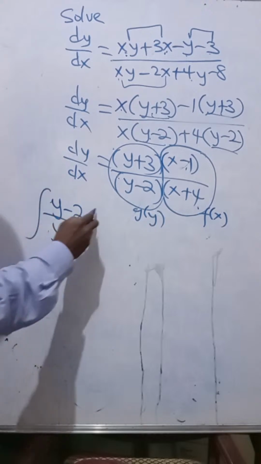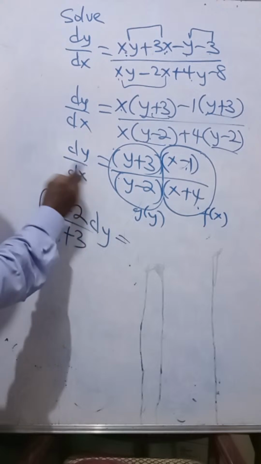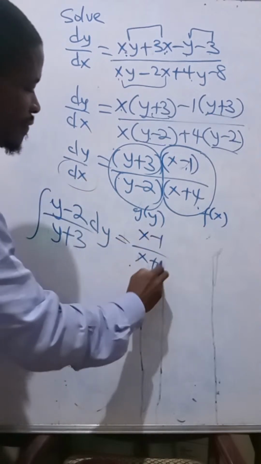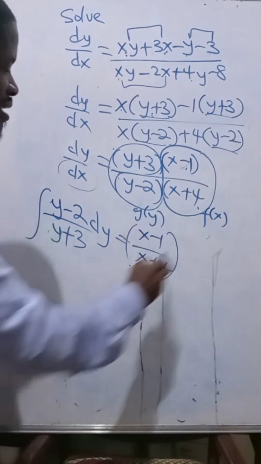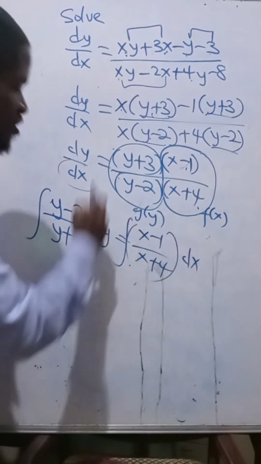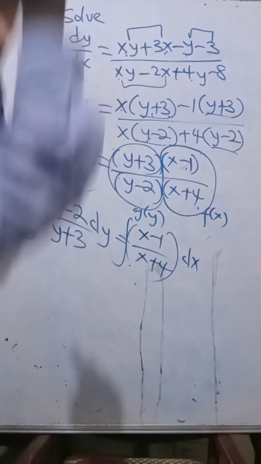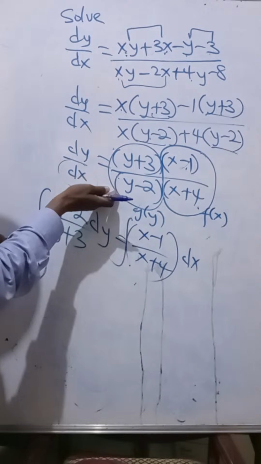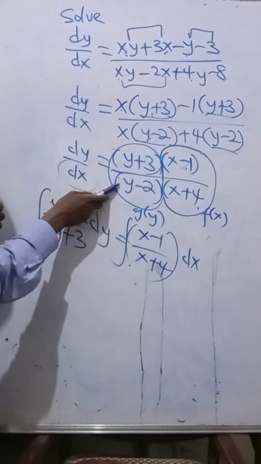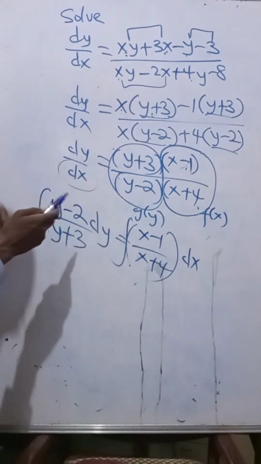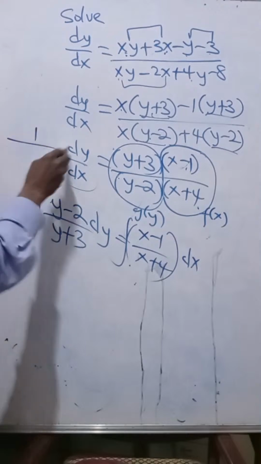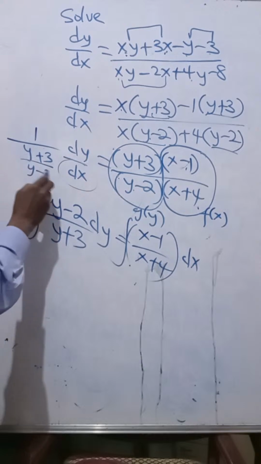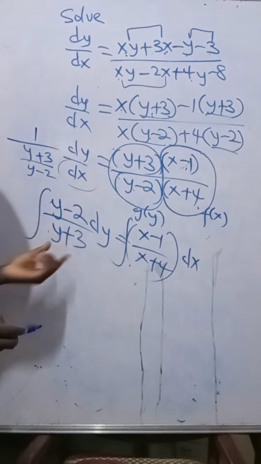Don't forget your integral dy, and then remove this dx from here, and then you're having x minus 1 over x plus 4. Okay, close the brackets, dx, and then introduce your integral sign. This is the fraction you have here. And for you to remove this fraction from here, you need to divide by this function. So by the time it's coming here, it's going to be 1 over this fraction, and that's why it's flipping upside down.